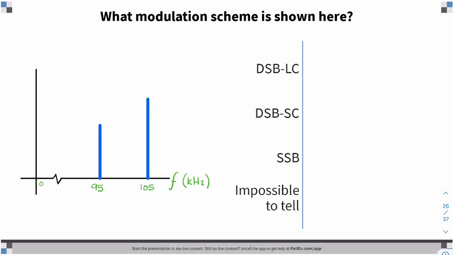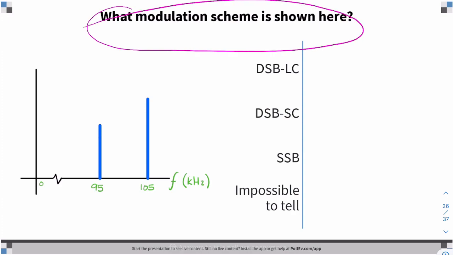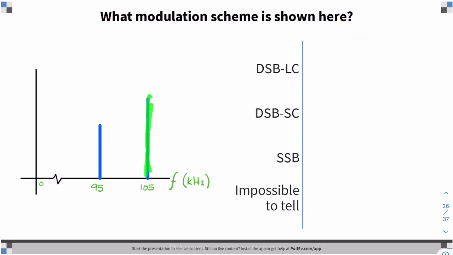Now we're not told what the message looks like. We're simply told, what kind of modulation scheme is this? All we have is these two components. Is this the upper sideband? Is this the lower sideband? Well, the upper sideband and lower sideband should have the same power. They should be symmetric. Because they're not, then no. This is either entirely the upper sideband or entirely the lower sideband. So what we probably think is that this is all one sideband. We don't know whether it's the upper sideband or lower sideband, but we can tell it's single sideband.